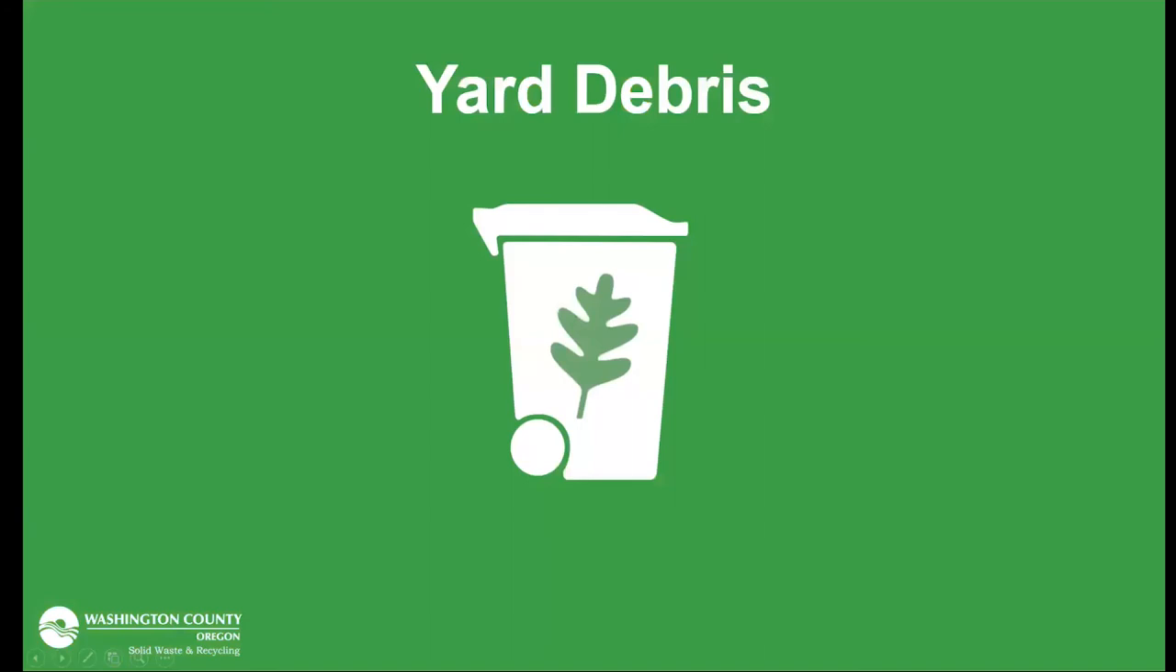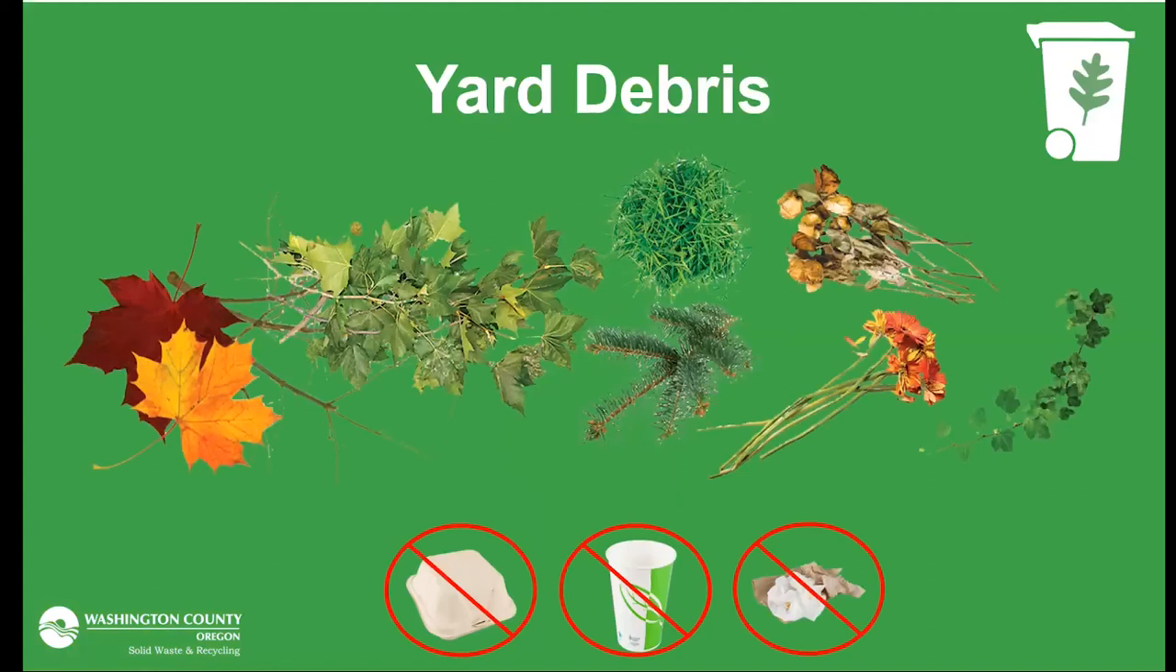Next up is yard debris. So if you have a yard debris collection at home, weeds, leaves, vines, grass clippings, if you're like me, all of the houseplants that you've killed, flowers, branches less than 4 inches in diameter and shorter than 36 inches in length, all of that can go in your yard debris bin.